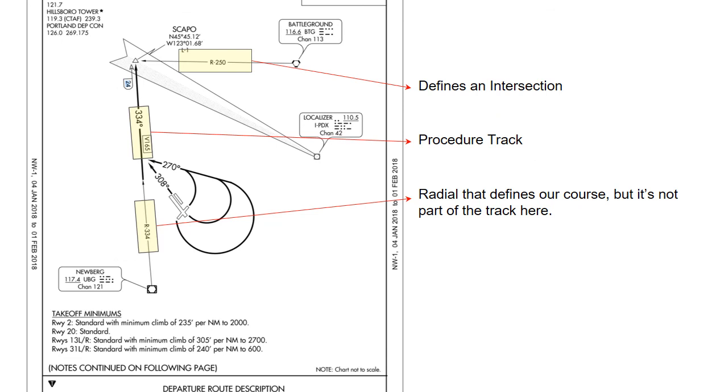Here's an example right on our Hillsboro Scapa 06 departure. We have a radial, the 250 radial off of Battleground up here, that helps define Scapa intersection. We have a radial off of Newburgh, here the 334, that helps define the track that we're going to fly, but it is not part of the track on the thinner part of the line down here. And then finally we have the actual track for the procedure here. And for this procedure, we're taking off and intercepting that track as part of the procedure.